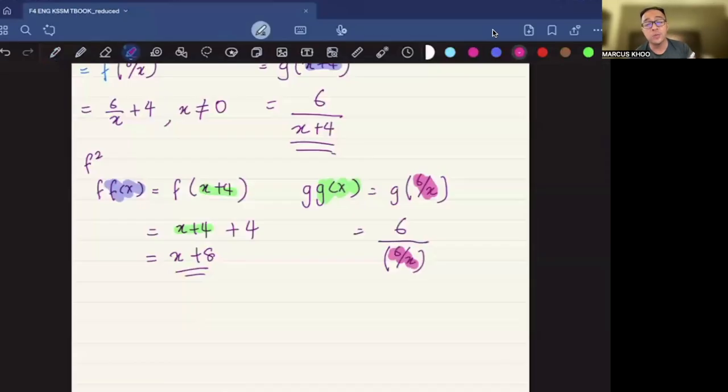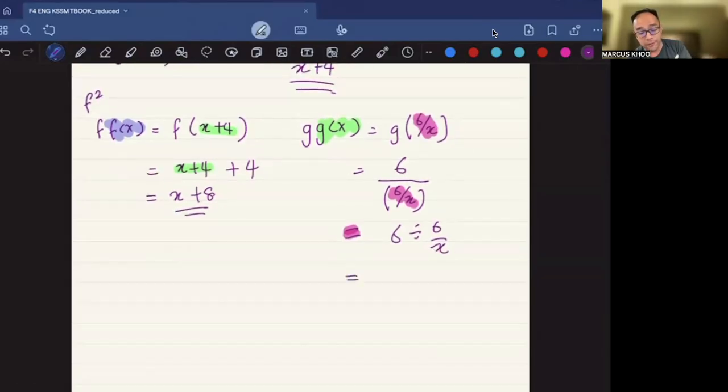This looks very weird. We need to solve this. In case you don't know, 6 over 6 over x is 6 divided by 6 over x. It's the same thing. I shouldn't be explaining this to you, but in case you don't know, we should take note of this. Because there's a fraction and a divide, you switch it over. So it's 6 times x over 6. This will cancel itself out and you will get x. That's our answer for this.